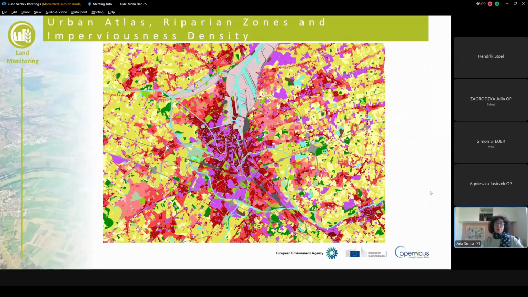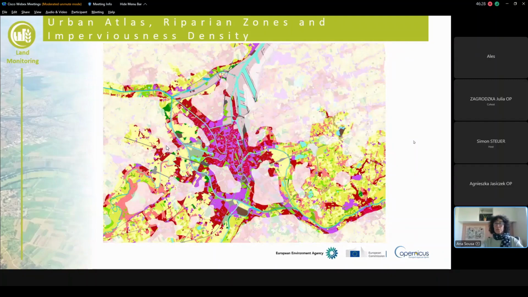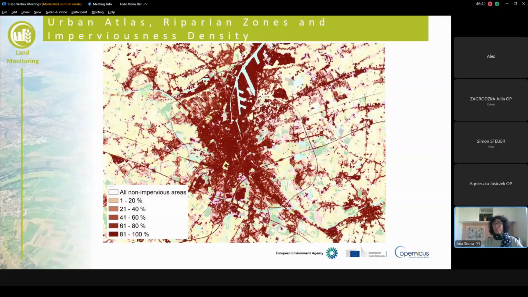But talking about combination, you can also combine it with other CLMS datasets in order to achieve a more complete picture of the landscape. The example that I will show you here is the overlay of Urban Atlas with riparian zones, which is complementary to the Urban Atlas, but contains more detail in the riparian zone classes, while Urban Atlas contains more detail in the urban classes. And we can also overlay it with imperviousness density. Then you can extract all kinds of conclusions if you do analysis with these three data layers.